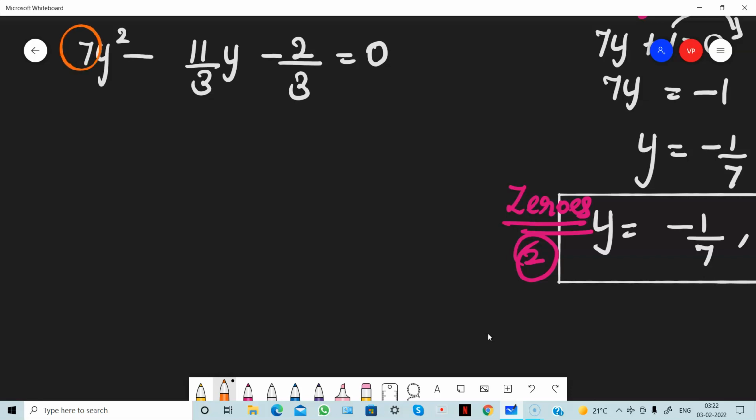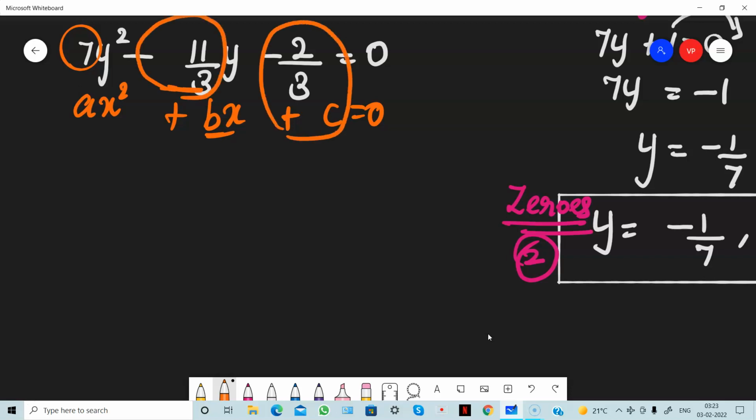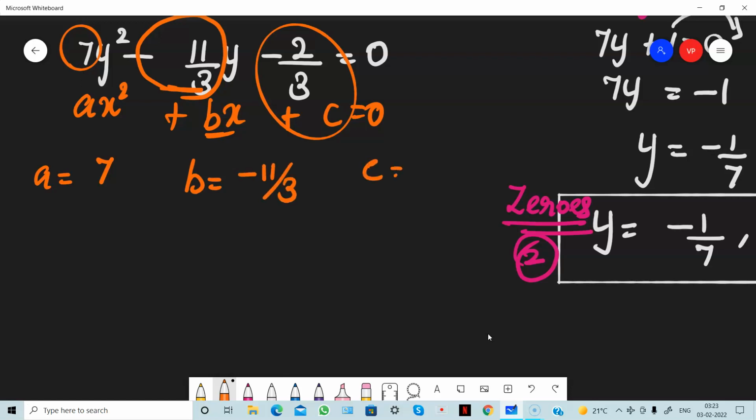First one, this one. It is ax square plus bx plus c is equal to 0. So, what is your b? This one. Okay, you have to take this sign also. And this one is a 0. See, how will you write this? a is equal to 7 and b is equal to negative 11 by 3. And what is your c? It is negative 2 by 3.